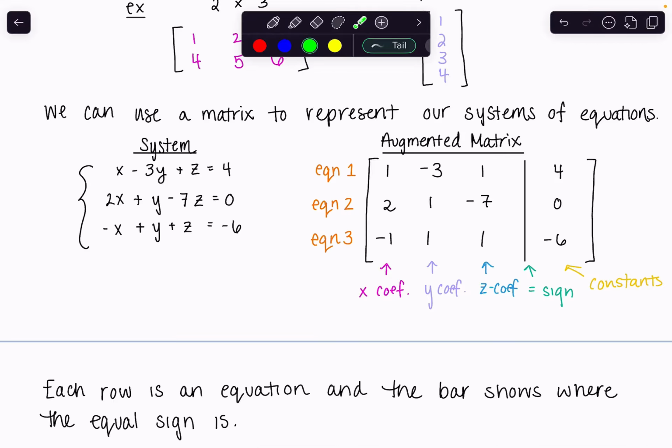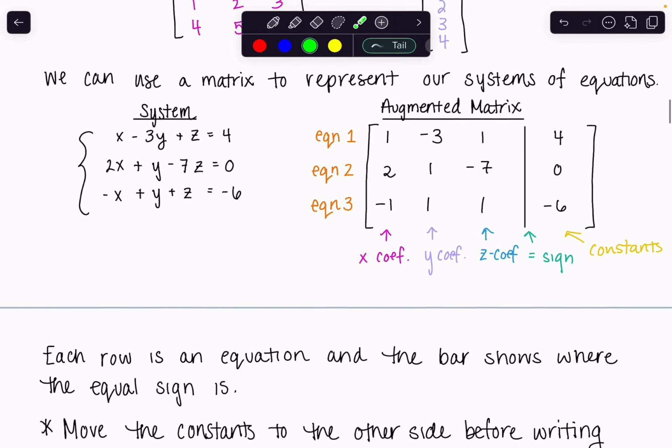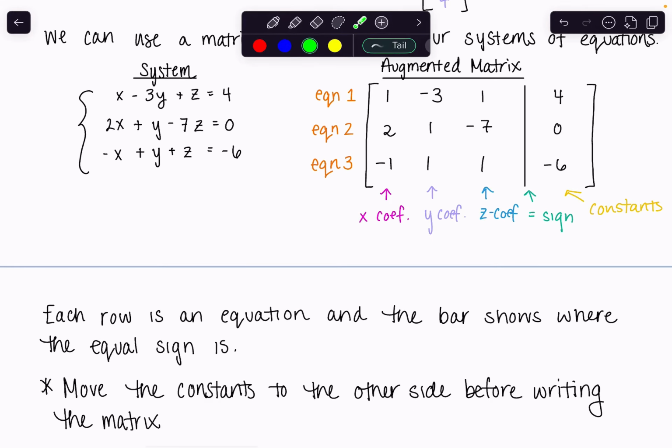The thing you have to be careful about is you do need your system to look exactly like this. You don't want, say, a -4 and equal 0. You need all the constants on one side, the variables on the other. So you should always move the constants to the other side before you write your matrix, okay?